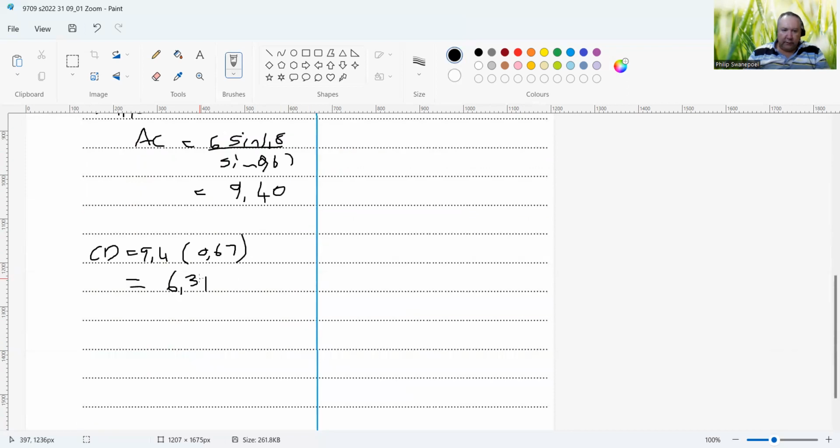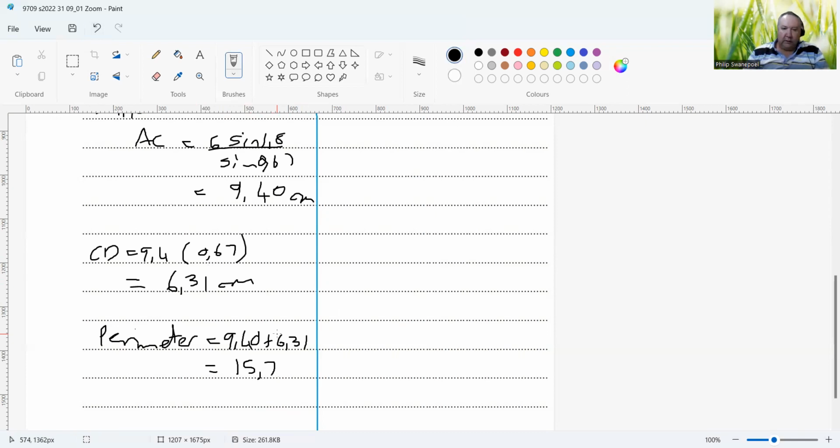And it will be centimeters, obviously. I just want to include the centimeters. So our perimeter will be 9.40 plus 6.31, which is a total of just over 15. So that will be 15.71, 15.7 to 3 significant figures.